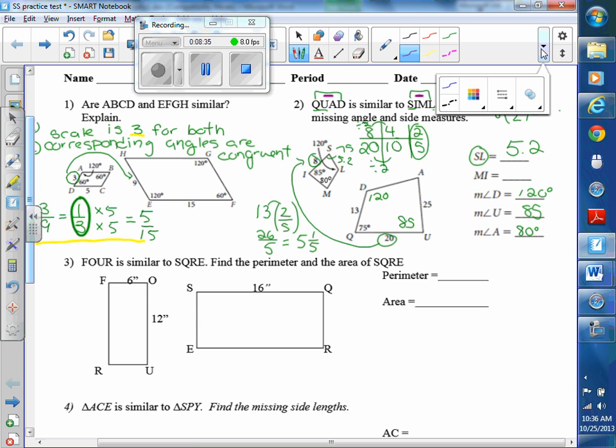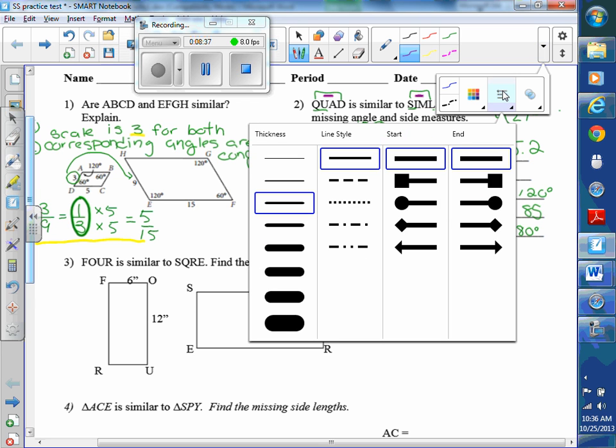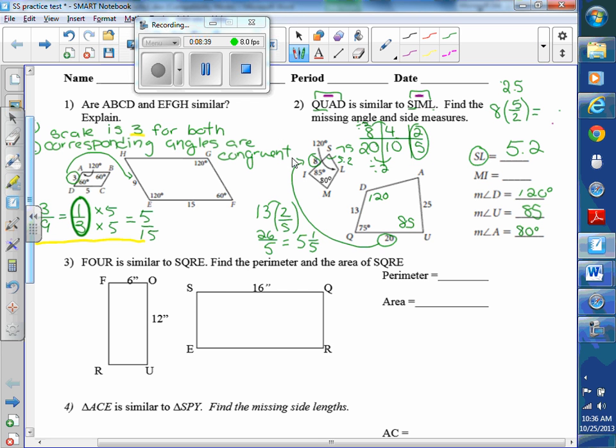Okay, so UA is 25. So I'm going to take 25 and I'm going to multiply by 2/5. So again, that goes back to multiplying fractions. And that gives us 10. Good? Okay. Next one.